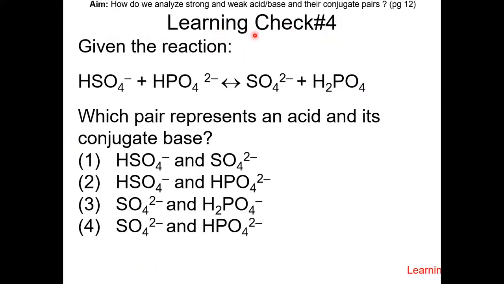Learning check number 4, which pair represents an acid and its conjugate base? Pause the video and resume as completed. The first step is to figure out which substance in the chemical reaction is behaving like an acid. That would be HSO4- because it loses a proton during the reaction. The conjugate base will have one less proton, therefore the answer is choice 1.